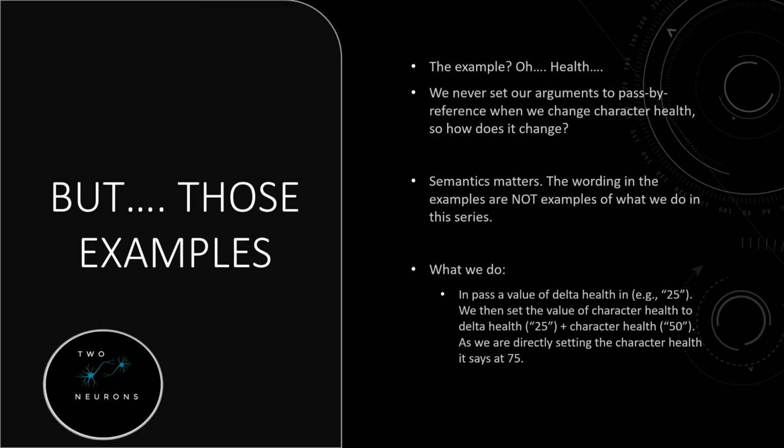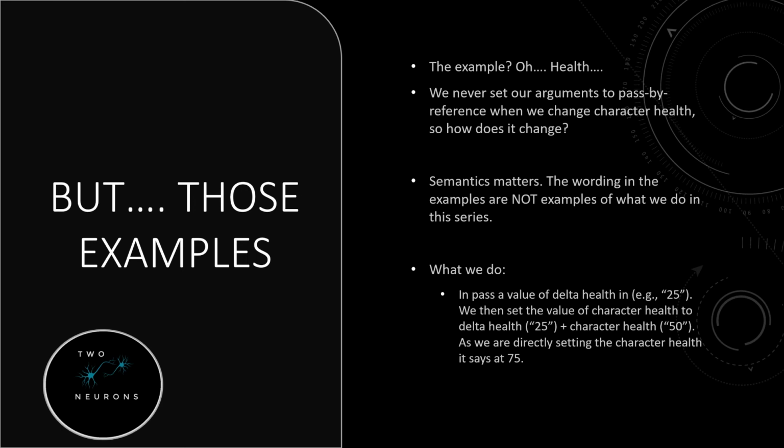We then set the value of the character health to delta health plus or minus character health. And it's that wording there. We set the value. So in that function, we take a variable and set the value of the variable. Yeah, in theory, you could use pass by reference to change character health. And then it might be a challenge for you to work out how to do that. Make sure to click the pass by reference button as your first step. But this is just an example.